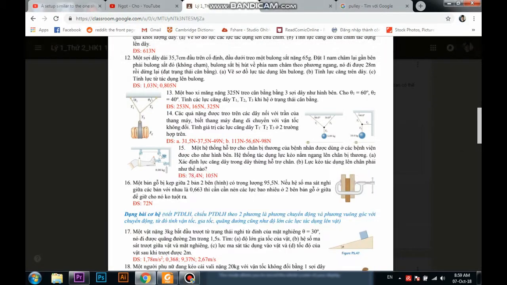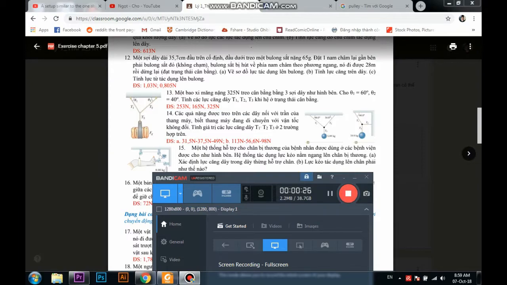Okay guys, now let's move on to exercise 15. Up there you can see there is a leg and there are 4 pulleys. A tells us to identify the tension in these pulleys, and B tells us to identify the force on the leg.